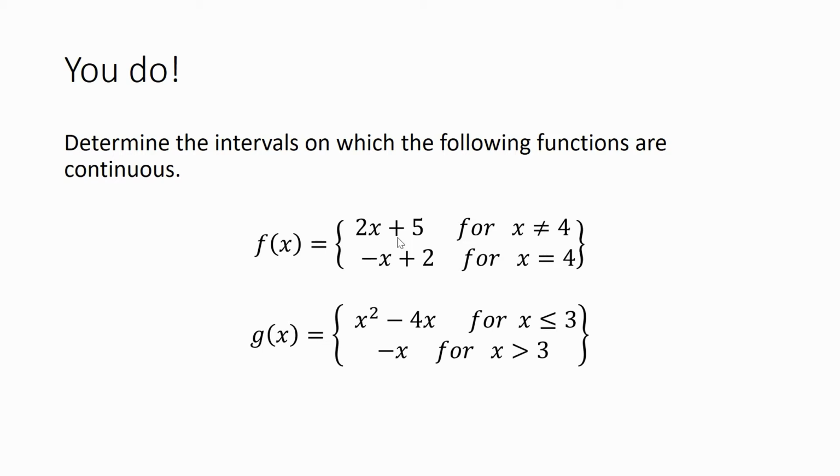Let's focus on f of x first. We can see that each piece of this function in and of itself is a polynomial. So the only place at which we could have a discontinuity is where we break. And in this case, where we break is 4. So we're going to test if this function is continuous or not at an x value of 4.